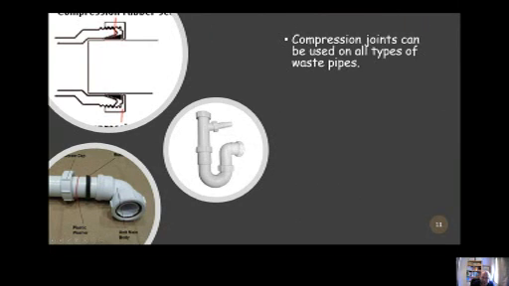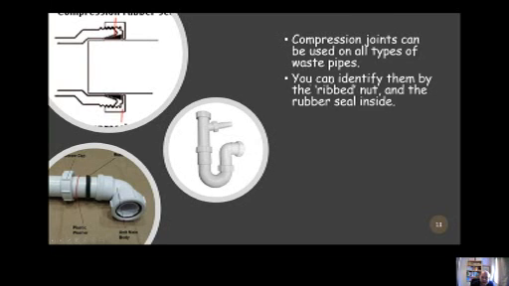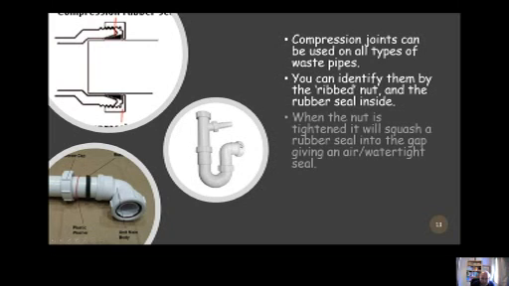Okay. Compression joints can be used on all types of waste pipes. You can identify them by the ribbed nut and the rubber seal inside. You can see the ribbed nut there on the outside, and then it's kept watertight with that rubber seal.